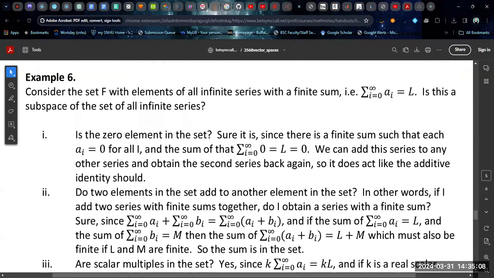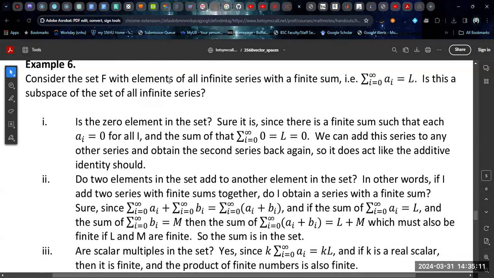And then our last example, we're going to consider F, the set of all infinite series with a finite sum. So the infinite sum from i equals 0 to infinity of a sub i has a finite sum, so it's equal to L of some sort. Is this a subspace of the set of all infinite series? Infinite series would be a vector space under this assumption. And so we want to test our three conditions to see if it satisfies our subspace properties.